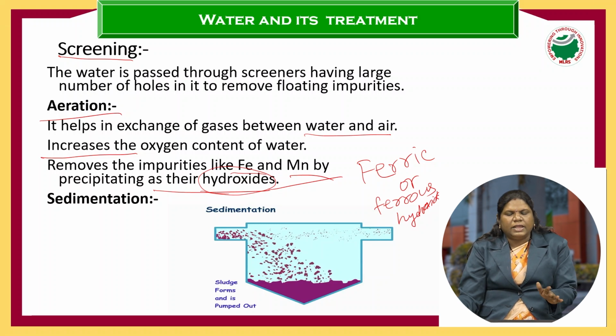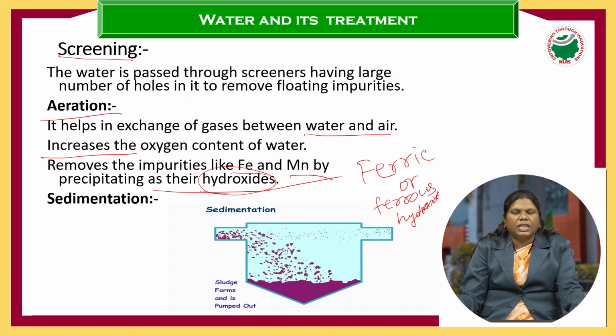Okay, this iron and manganese will be converted into their hydroxides by reacting with the oxygen which is present in the air. Okay, this is the aeration step. Exchange of gases will take place and some metals will be converted into hydroxides by reacting with the oxygen.